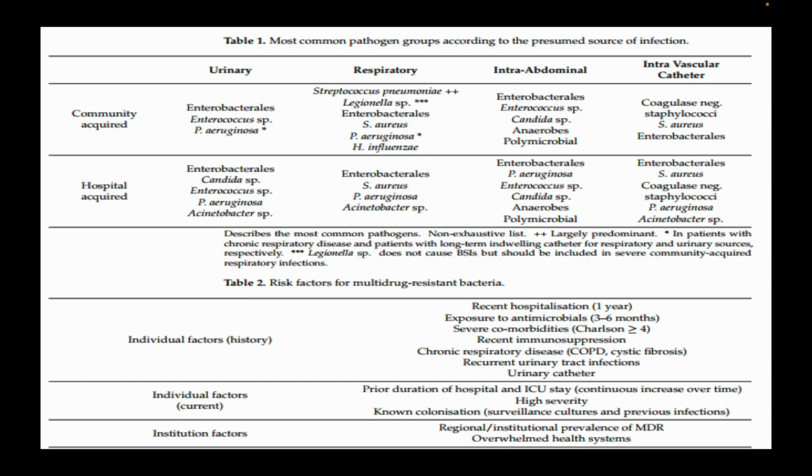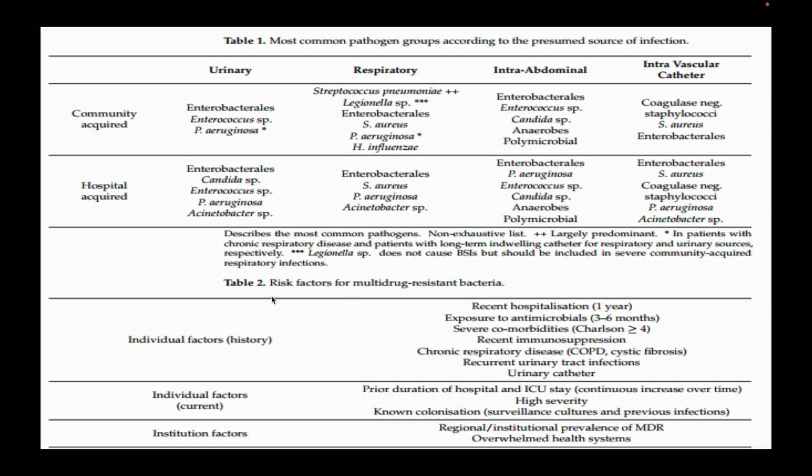Now, these are the potential infecting organisms based on the source and the place from where the infection has been acquired. So, if it is a urinary infection from the community, you target these organisms. Similarly, for respiratory, intra-abdominal and intravascular catheters. So, if it is from the hospital, your organism will slightly differ.